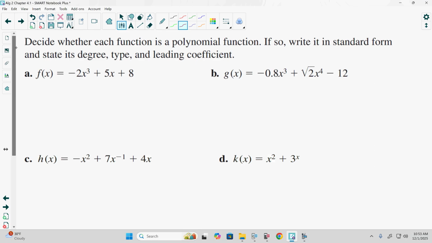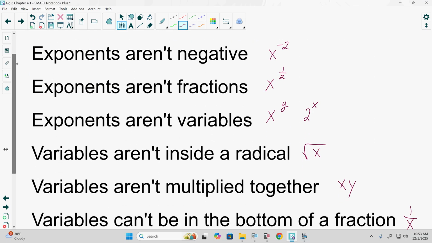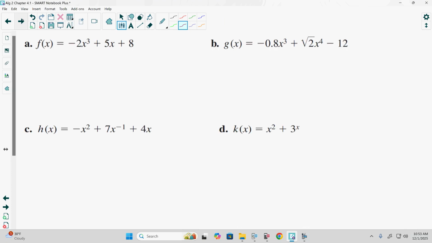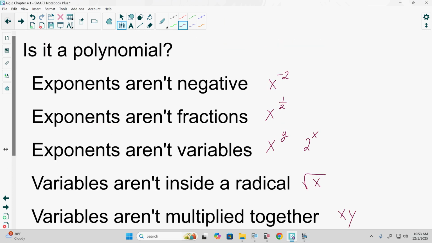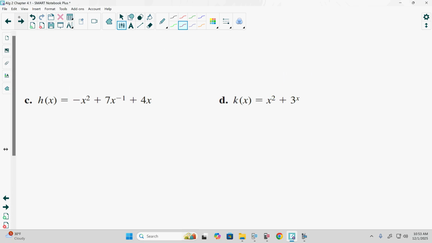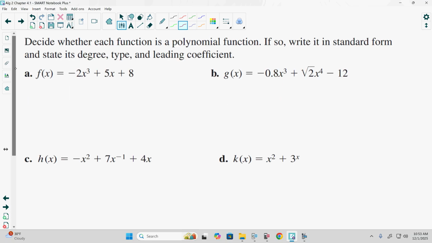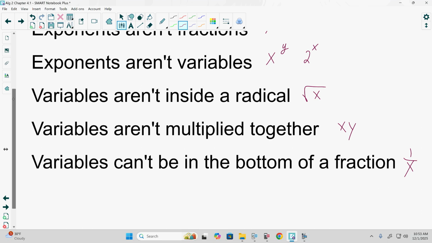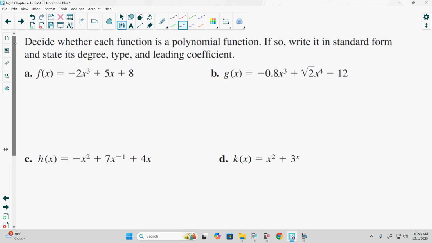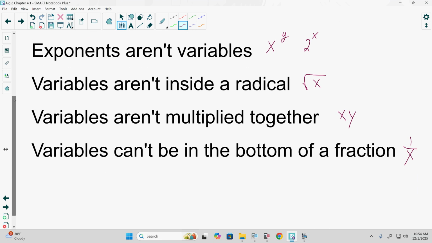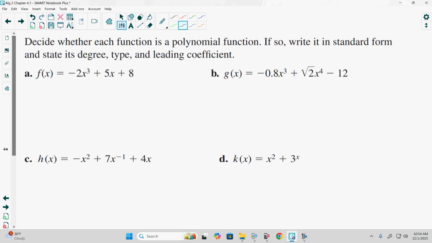So when we look at this here, I would go back and check and make sure, do we see any of these here? Do we have a negative exponent? No. Do we have any exponents attached to variables that are fractions? No. Do we have exponents that are variables? No. Do we have variables inside a radical? No. Do we have two variables being multiplied together? Do we have a variable in the bottom of a fraction? So can we say that A is a polynomial function? Yes. So it is a polynomial function.